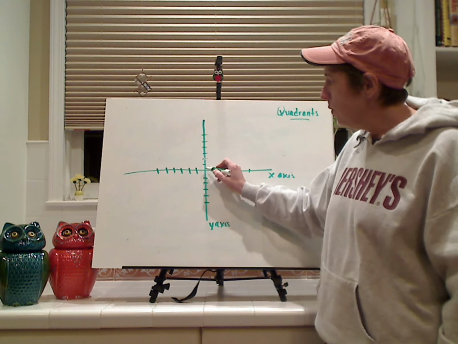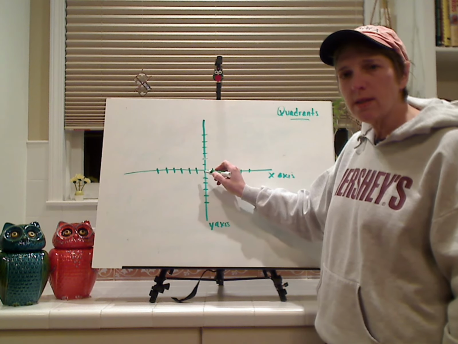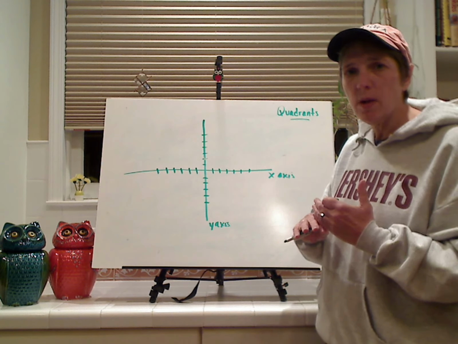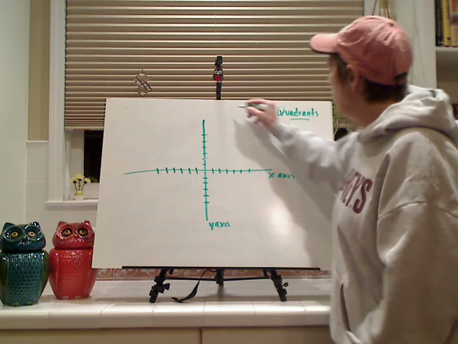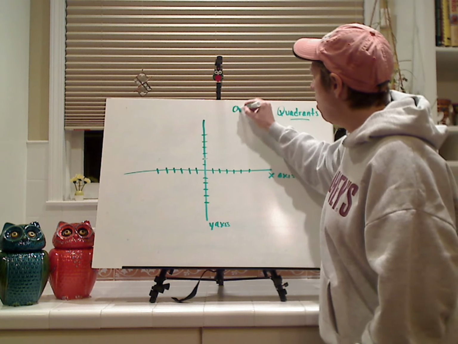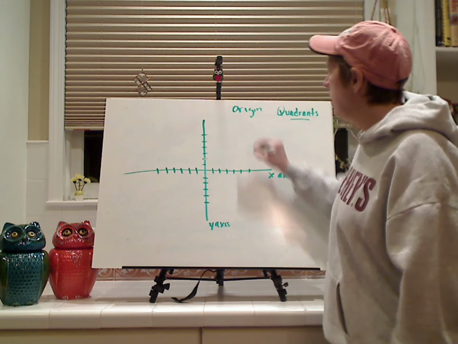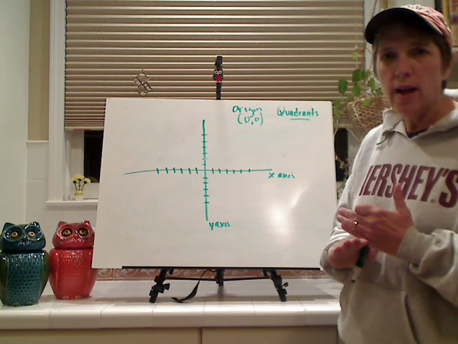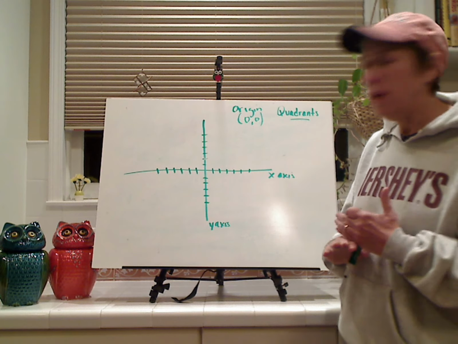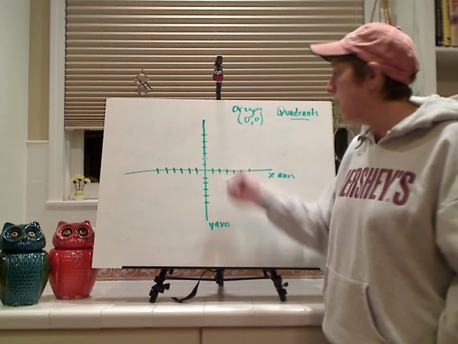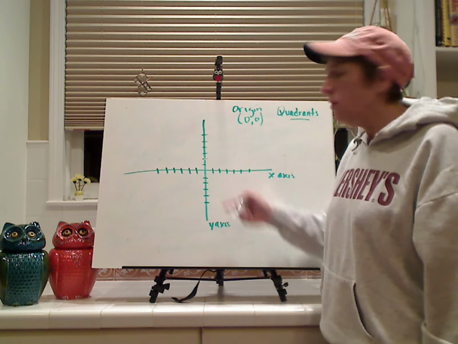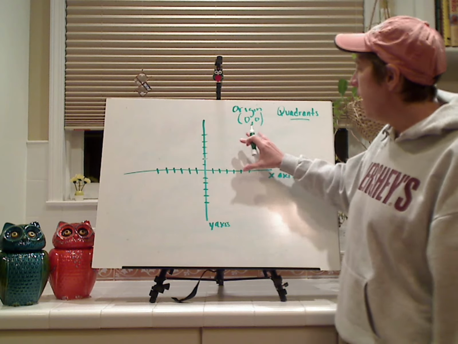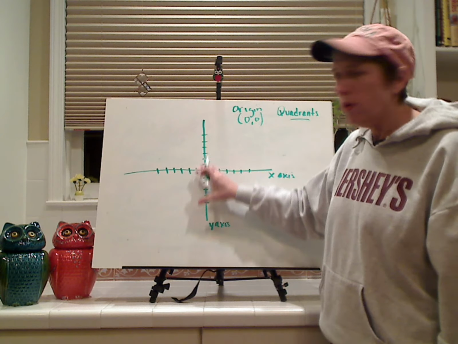We start with 0, always in the middle, where the x and y axes meet, and it has a special name. That's the origin. O-R-I-G-I-N. That is the coordinate point 0, 0. That is where the x and y axes meet and make perpendicular lines, which give you 4 right angles.